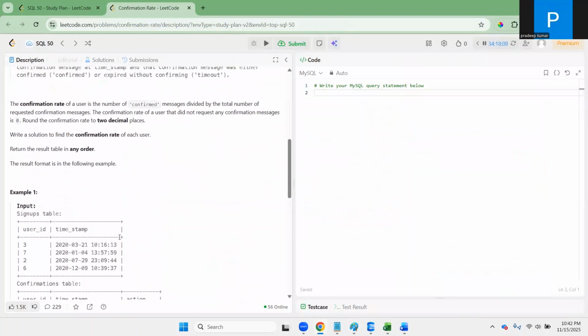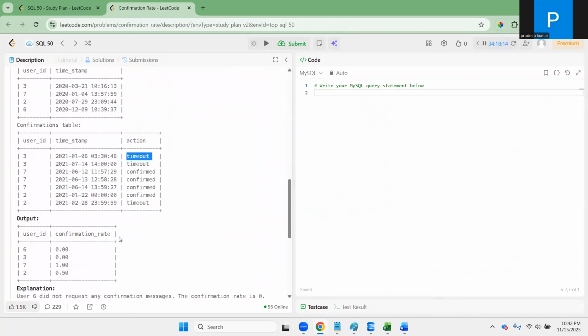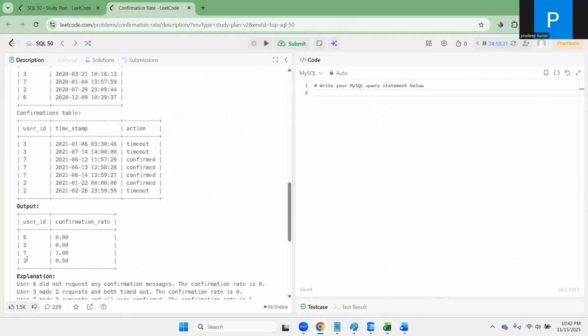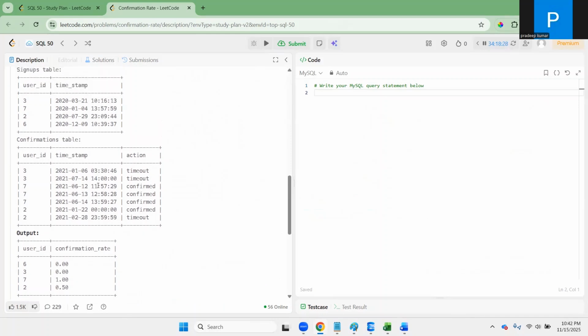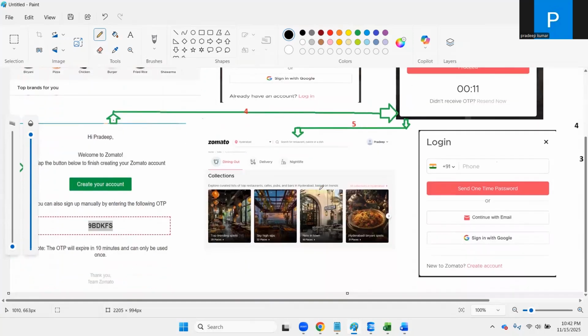Now we can discuss the problem statement. The user wants to understand the success rate or confirmation rate at the user level. Okay, user level. We have action level information with a timestamp and user. So Zomato wants to understand the percentage of confirmation rate from here to the product page.